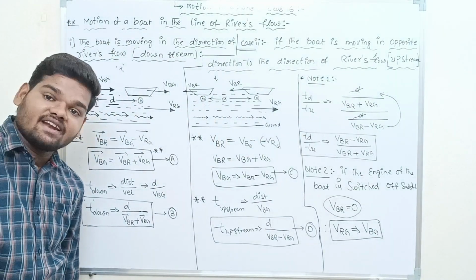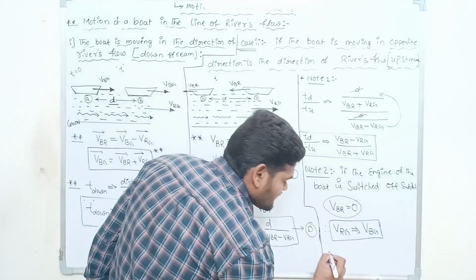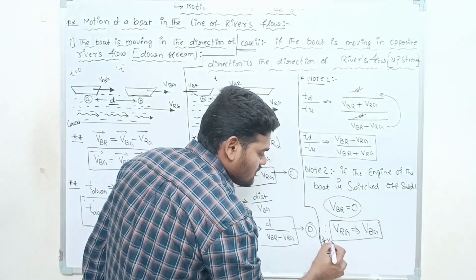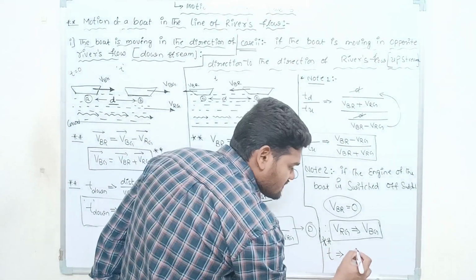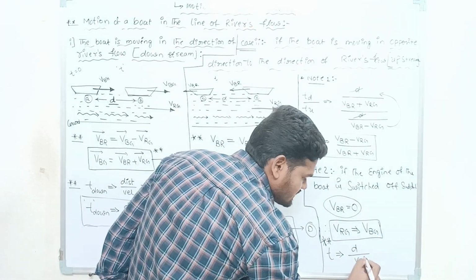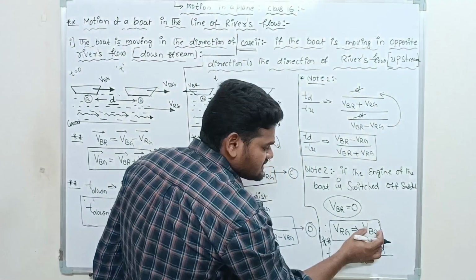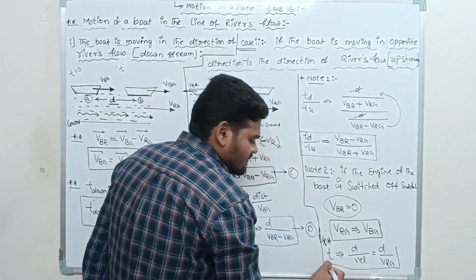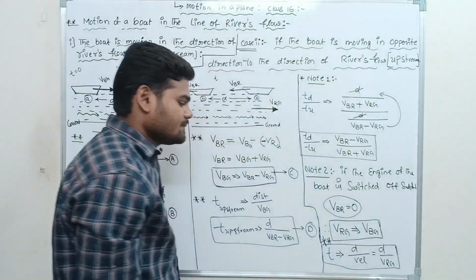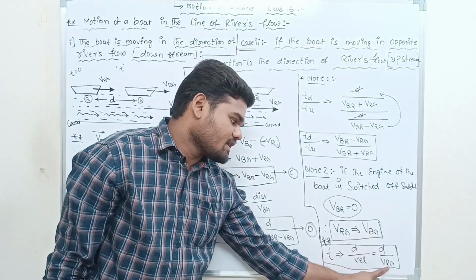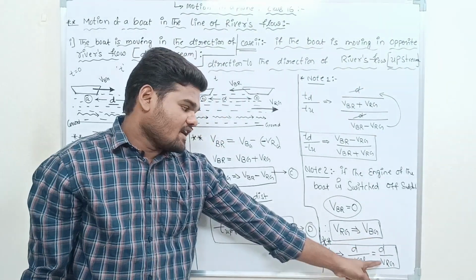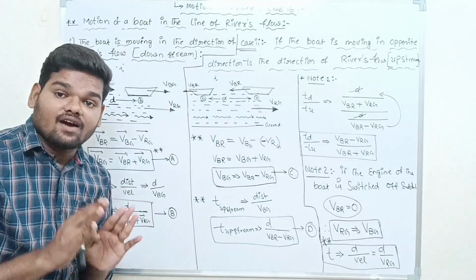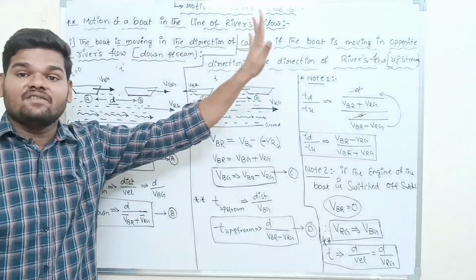Are you getting any doubts? Okay. Now the time taken by the boat to cover distance d. So time is nothing but distance by velocity. So what is the velocity of the boat? Velocity of the boat is nothing but velocity of boat with respect to river. So the velocity of the boat with respect to ground is nothing but the velocity of river with respect to ground. That's it. So this is the concept of motion of a boat in the line of river flow.